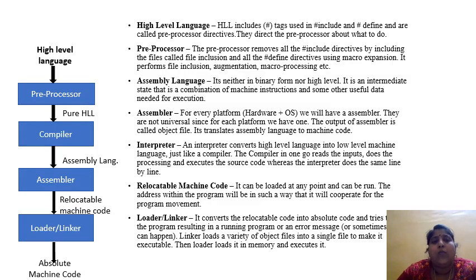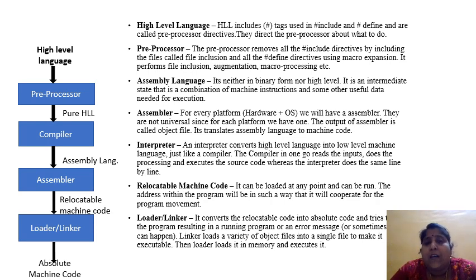Now we'll be seeing how the language processor works. The language processor will be converting your high-level language to absolute machine code. We'll be seeing what are the processes that are going to take place in this conversion. The high-level language is first fed to the preprocessor. The preprocessor will give the pure high-level language to the compiler. The compiler in turn gives assembly language to the assembler. And the assembler gives the relocatable machine code to the loader or the linker. And in the final term, we'll be getting absolute machine code from the loader or the linker.